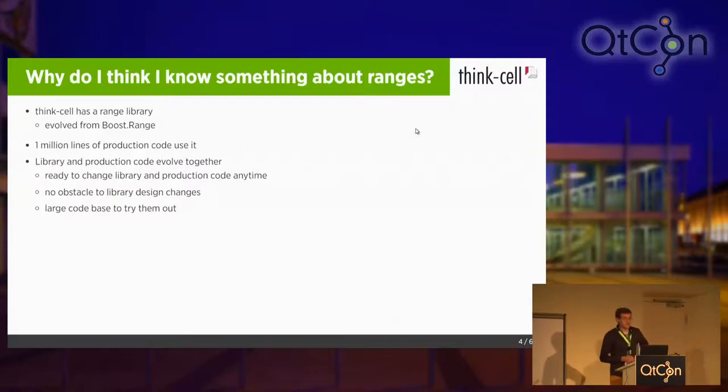Okay, why do I think that we in particular know something about ranges? ThinkCell has its own range library. It grew out of Boost Range. And we have about 1 million lines of production code that use that library. And we have the freedom to change both the library and our code as we like, and the library grew out of this collaboration between our code and the library. And I think that's the only way to come up with a good library design. You need a heavy user of that library. You need a large code base to try out your ideas. And that's what we did. We iterated our design until we came up with something that was really practical. And I want to share with you today some of the insights that we got.